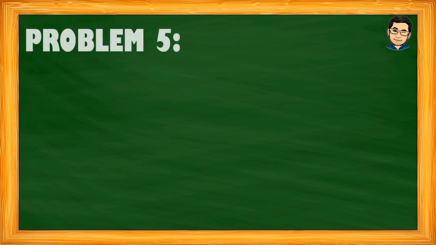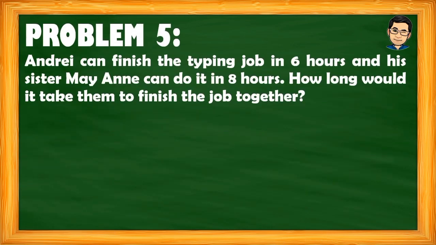So, our next problem will be a work problem. So, Andre can finish the typing job in 6 hours and his sister Mayan can do it in 8 hours. How long would it take them to finish the job together? So, ang hinahanap natin dito kung ilang oras ang aabutin ni Andre and Mayan kapag pinagsabay nilang gawin yung trabaho. Okay, so kasi kapag si Andre lang alone, 6 hours, si Mayan naman 8 hours.